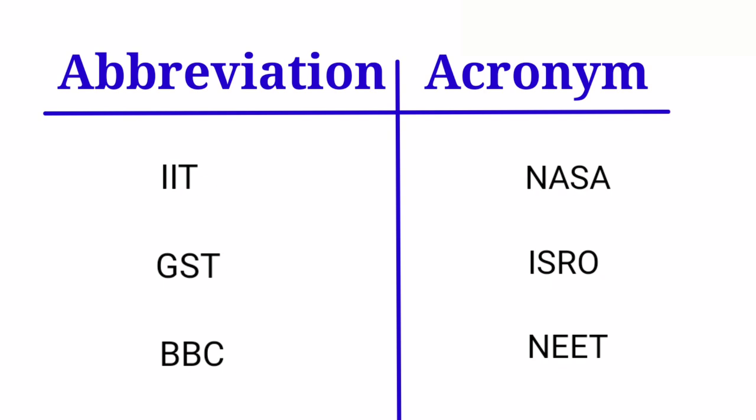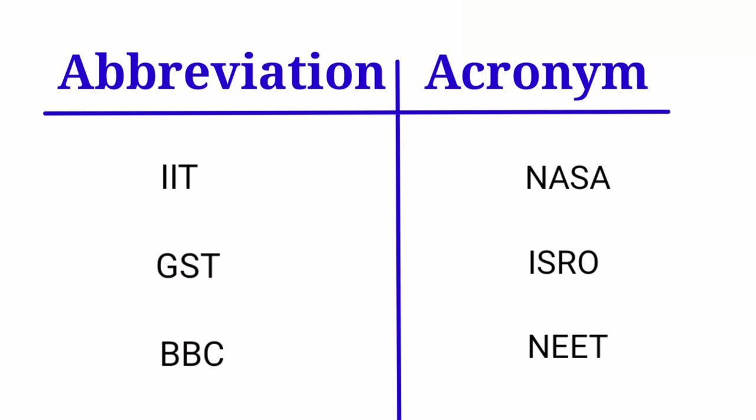I give you the full form of IIT, GST, BBC, NASA, ISRO, and NEET. Okay, right. IIT stands for Indian Institute of Technology, and GST stands for Goods and Service Tax. Then BBC stands for British Broadcasting Corporation. Okay, so these are the examples of abbreviations.